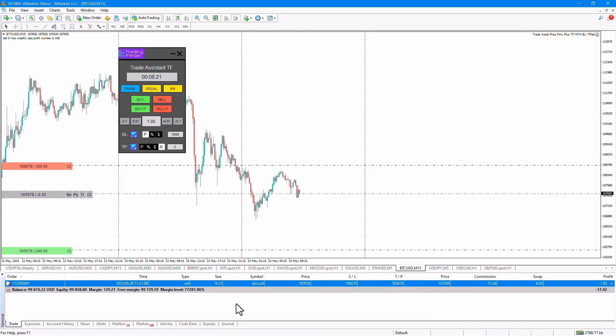With another click, it becomes 0.19 lots, 0.06 lots, 0.03 lots, 0.01 lots, and finally, if it can't close anymore, it will close the trade for me.